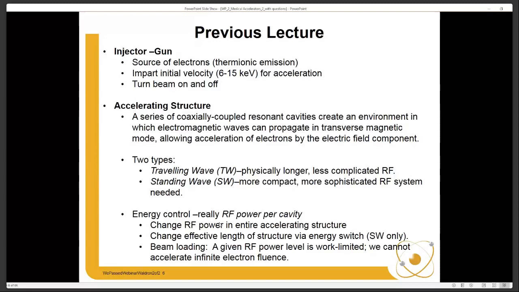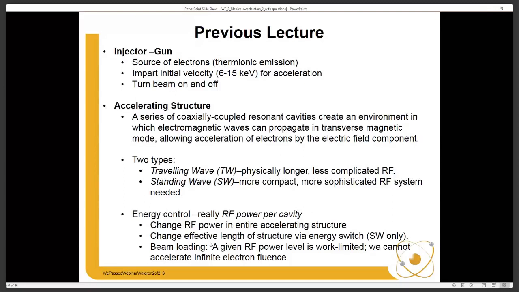We also covered briefly how we control energy in these systems. How do we change the energy of the electrons leaving the accelerator? What really controls the energy that the electrons are acquiring as they're being accelerated is the RF power in each cavity. So in general, what we're really talking about are techniques to control the RF power in each cavity and subsequently changing the electron beam energy.